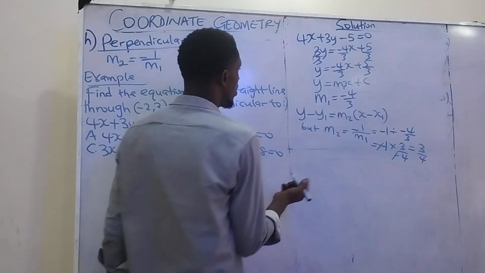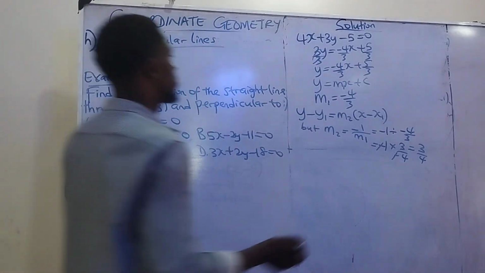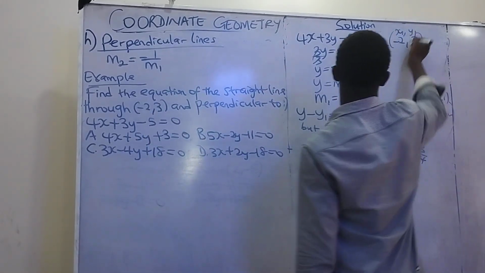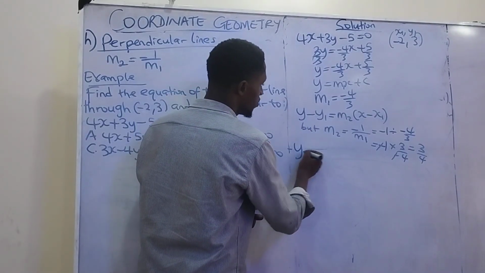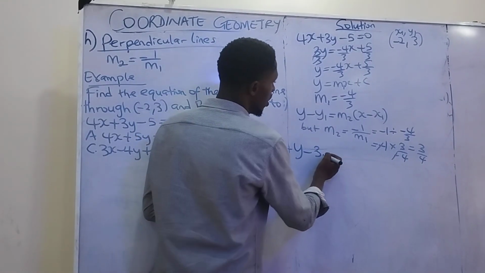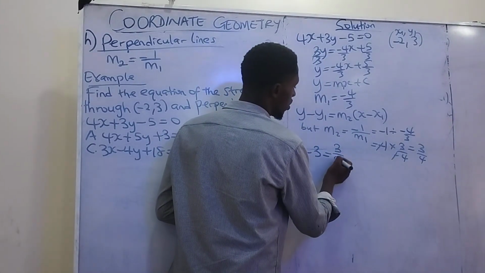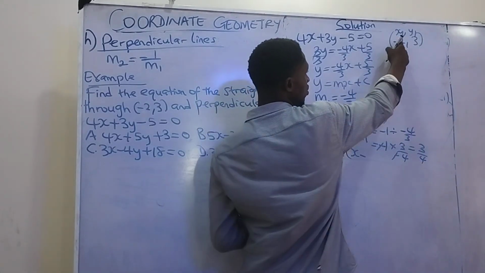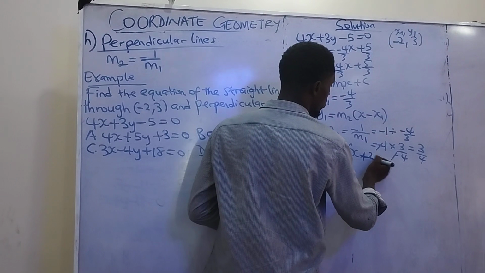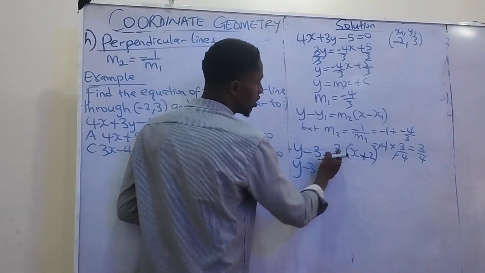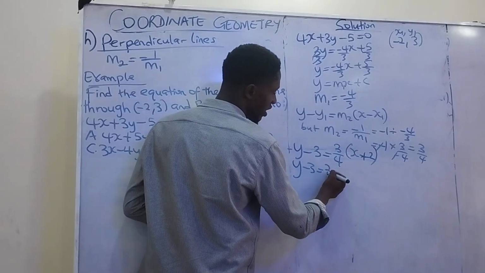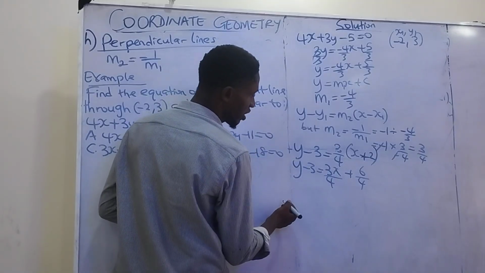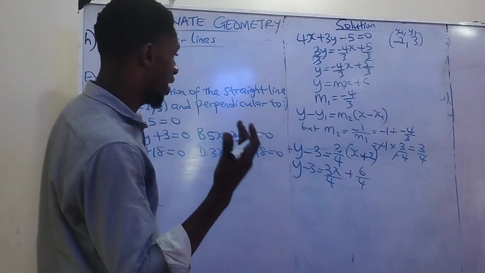So let's substitute. Remember they gave you the point here, which is minus 2 and 3. So here is x1, y1. Going by this formula, we have y minus y1, which is 3, equals my m2, which is 3 over 4, bracket x minus x1. Minus is already here and x1 is minus, so minus times minus is plus 2. Let's open the bracket. 3 over 4 times x is 3x over 4, plus 3 times 2 is 6 over 4. So let's multiply each of the terms by the LCM, 4.